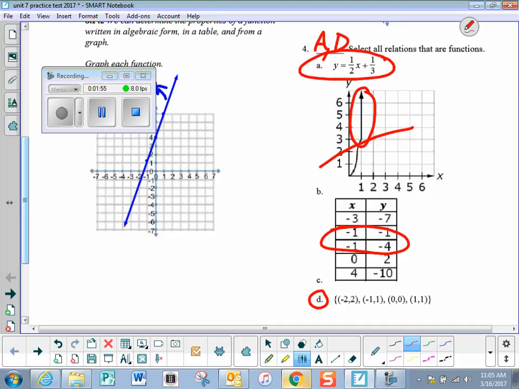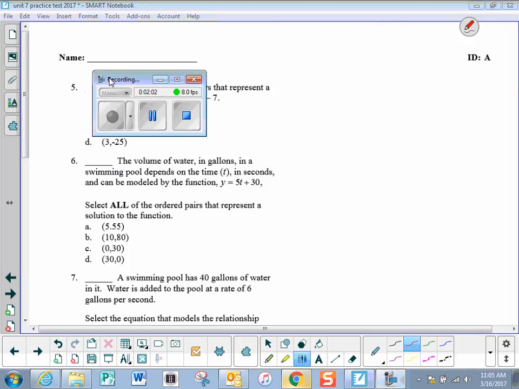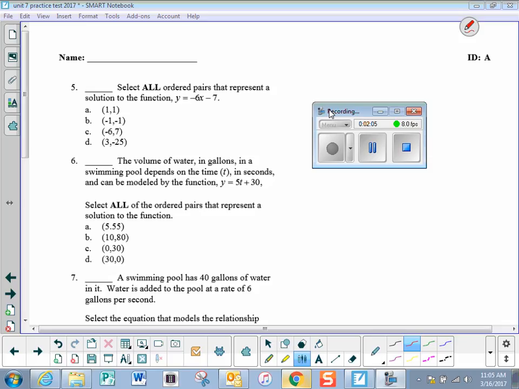If you only put A, you got half wrong. If you only put D, you got half wrong. If you put A and some other letter, you got half wrong, or D and some other letter, you got half wrong. Number 5, to know if they are ordered pairs that represent a solution, you have to plug and chug. When I plug in 1 for X and 1 for Y, does that work? Does 1 equal -6 minus 7? No. Does -1 equal 6 minus 7? Yes. Does 7 equal 36 minus 7? No. Does -25 equal -18 minus 7? Yes. The answer is B and D.